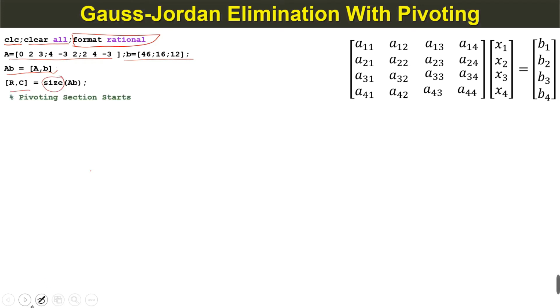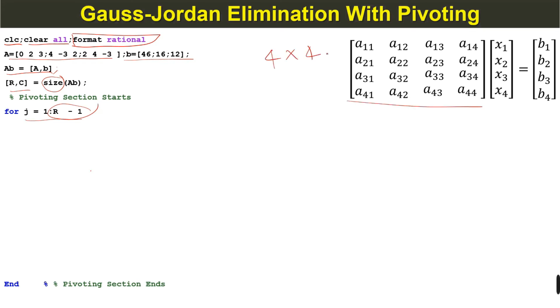Okay, so here we start the pivoting section, and first we use a for loop for j is equal to 1 to r minus 1. This means, for example, if we have a 4 cross 4 matrix, this loop will be from 1 to 3. Here r is the number of rows, and r is equal to 4.